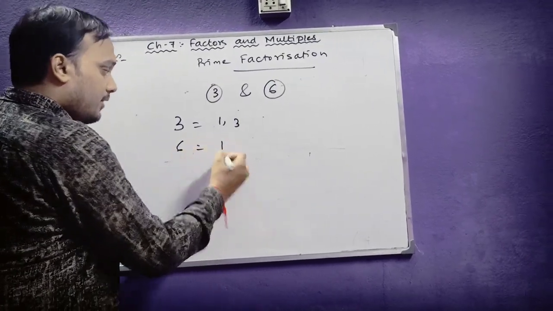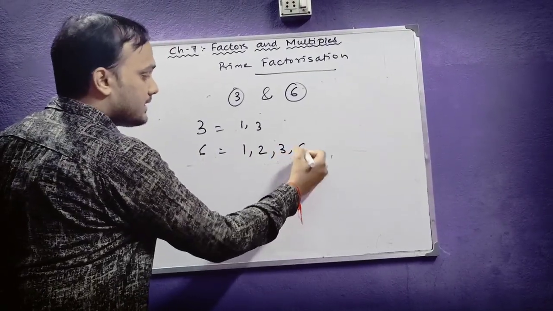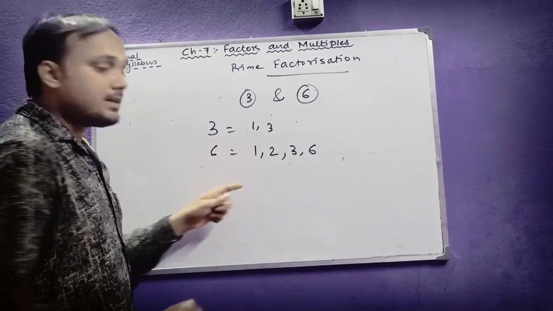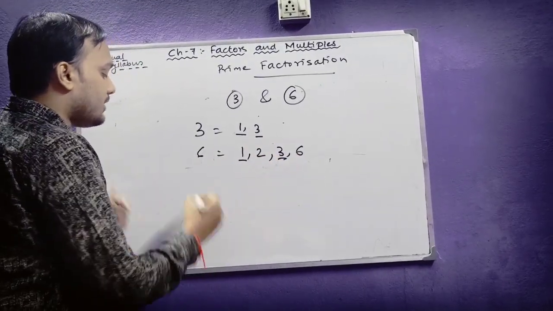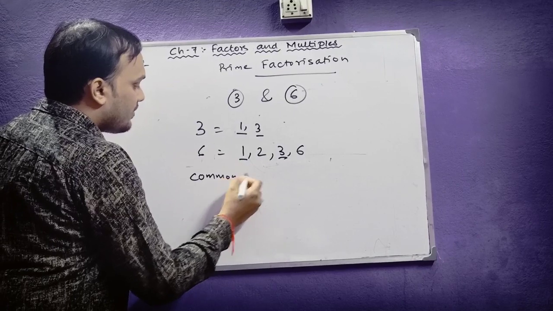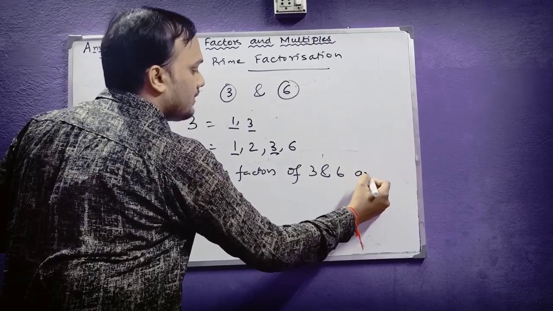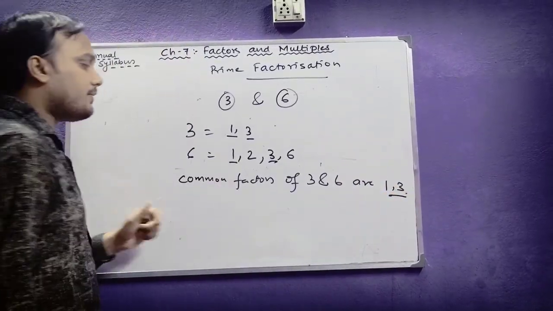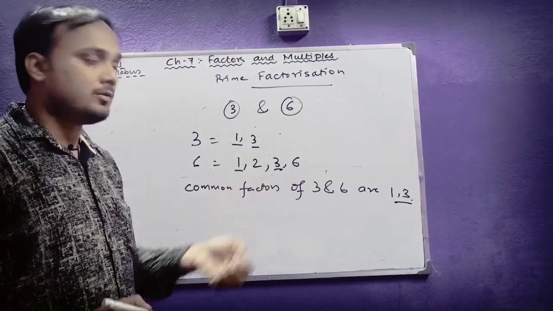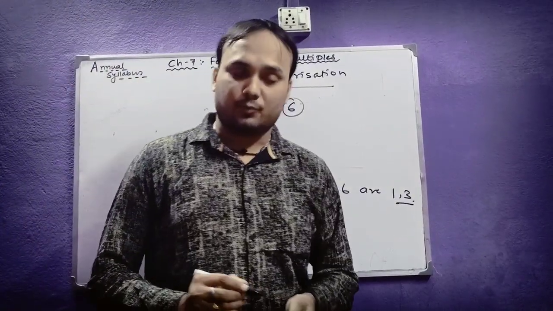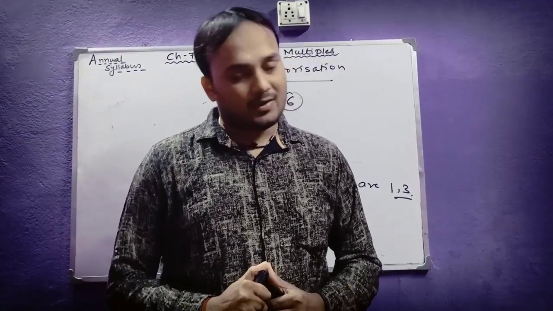6, 1 will always be there. Next 2, yes, 2 3s are 6, that means 2 also. Next is 3, and the last one is 6. So what are the common factors of 3 and 6? You can see here 1 is there in both the numbers, definitely it will be there. 3 is also there in both the numbers. So the common factors of 3 and 6 are 1 and 3. So we have only two common factors, 1 and 3. 2 is here, 6 is here, but they are not in the other number, so 2 and 6 cannot be the common factor of both the numbers. So these were some basic concepts about the factors, which will help you to solve your first exercise.